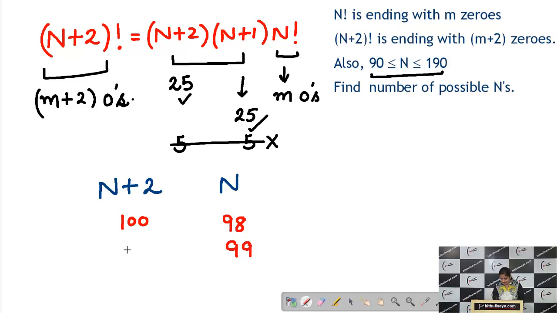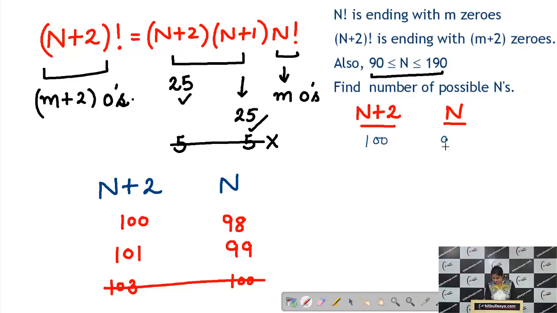If we take 99 as n, n plus 2 will be 101. That is again a permissible case. But if we take n as 100, n plus 2 will be 102 factorial. This is not a possible case, because in 102 factorial and 100 factorial the number of zeros is the same. That's why this case is rejected. So corresponding to every multiple of 25, there will be 2 cases. Let us write all the possible cases. So they are 100, and correspondingly n's value is 98, 101, 99.